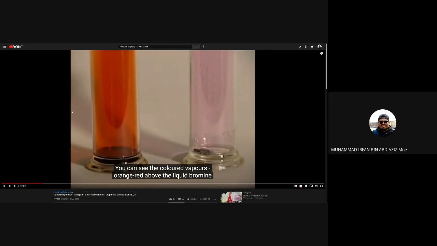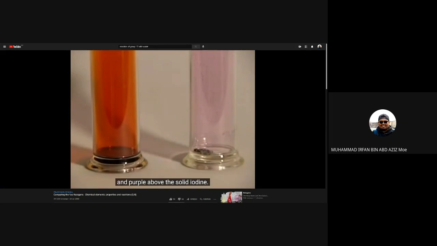Above the liquid bromine and purple above the solid iodine.